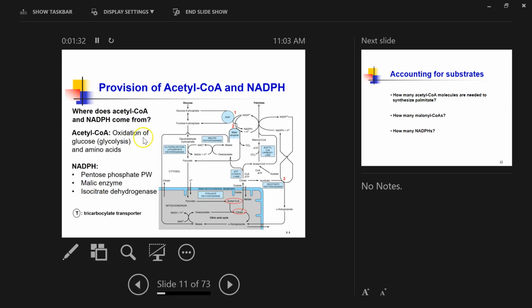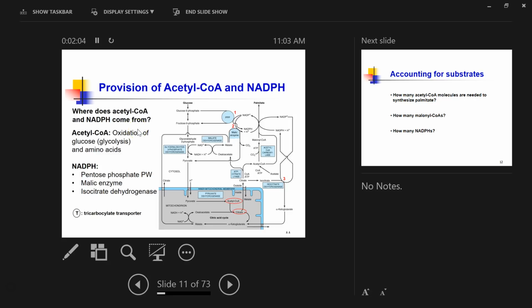Right? And again, the substrate of the fatty acid synthesis is acetyl-CoA, right? And where does acetyl-CoA come from for fatty acid synthesis? Three sources, right? Oxidation of glucose, amino acids. Sorry, not three. So I mean the oxidation of glucose and amino acids, right?